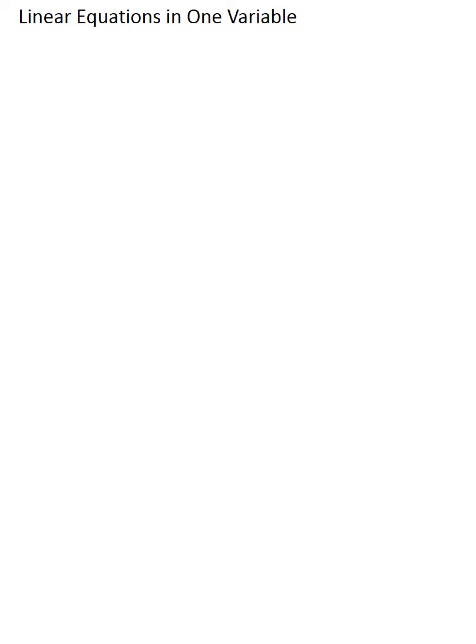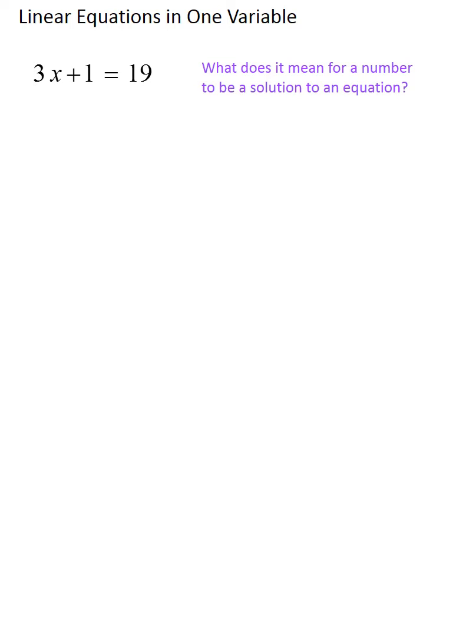This lesson is about linear equations in one variable. Here's an example. Before we solve this algebraically, let's talk about what it means for a number to be a solution to the equation. Imagine I were to put a 2 where x is. I'm not saying that this is how you would solve the problem, but imagine I put a 2 in place of x. Would I have a true statement?